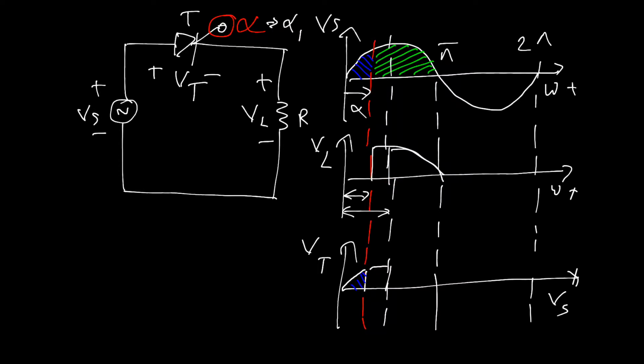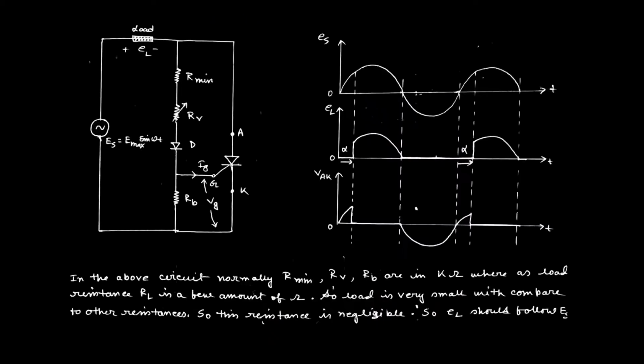Now we can go into the topic of the resistive firing circuit. This is a schematic circuit diagram of the resistive firing circuit, in which we are using the AC supply, that is ES equal to E max sin omega t. A load is there, and the load voltage is defined as EL. Three resistances are there to design the proper resistive firing circuit, along with a diode. This is the gate terminal of the thyristor. This one is the anode and this is the cathode. The voltage across gate to cathode is VG, and the gate current is defined by IG.